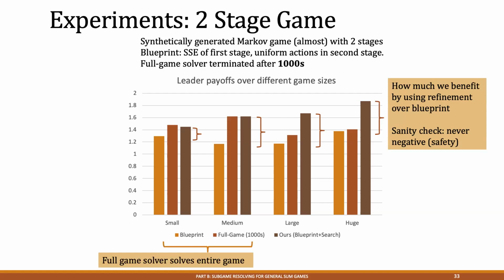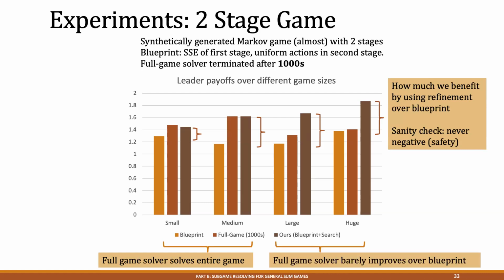And the second is that we noticed that for smaller games, the full game solver just solved the entire game. So that's the optimal solution. But we are actually not far behind. We're not a lot worse. Now, when the game is very large, the full game solver barely improves over the blueprint. In fact, if we don't initialize the full game solver with the blueprint, it doesn't even come up with a feasible solution. Whereas our method outperforms either of them by quite a large margin. Now, I actually don't know what the true solution is. I ran this for days, and it doesn't give me any improvement. But the point is that we do quite a lot better than the alternatives.